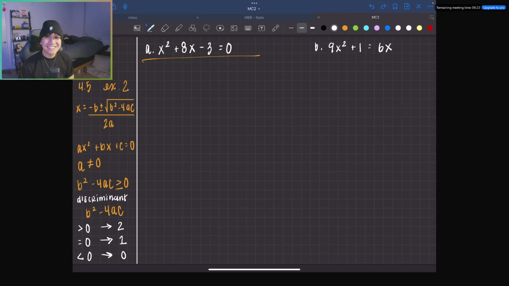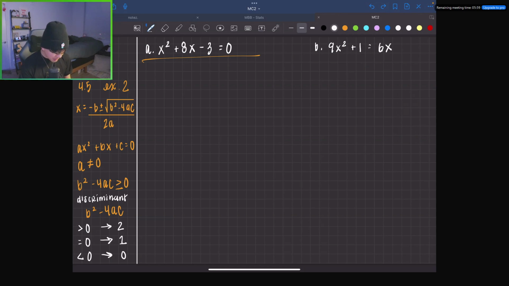All right, the last thing that you need to learn from today is how to find the discriminant and interpret the discriminant. The discriminant is this portion right over here in our quadratic formula. It is this b squared minus 4ac. The discriminant tells us how many real solutions or x-intercepts or zeros there will be in a quadratic equation.